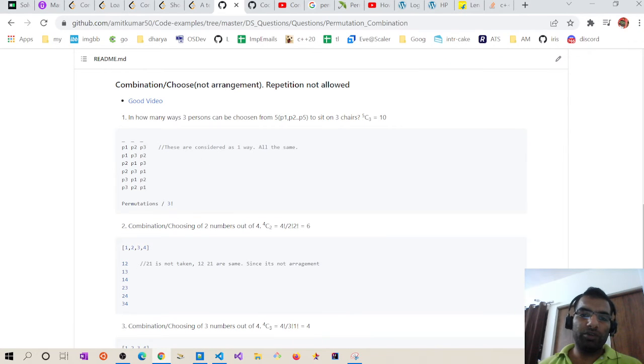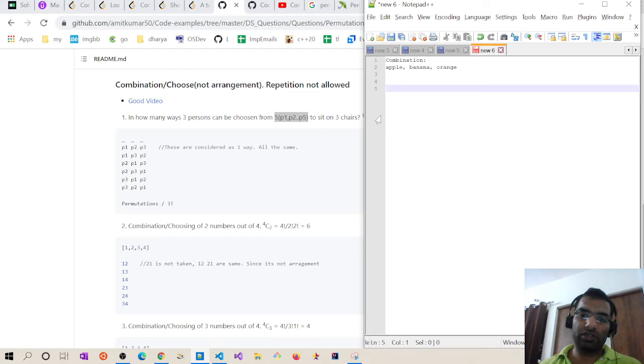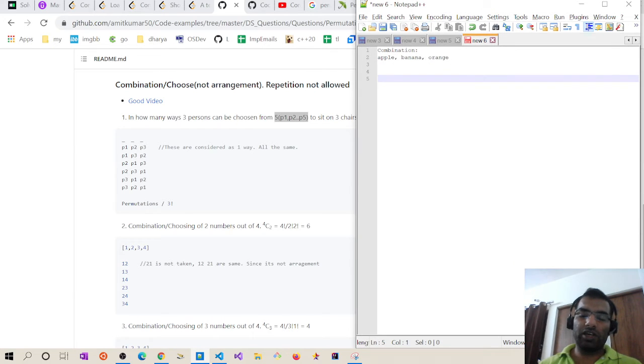Let us again try to understand it with the same example. We have three people. In how many ways can three persons be chosen from five persons? Again we have the same five people: P1, P2, P3, P4, and P5, and we have three chairs again.